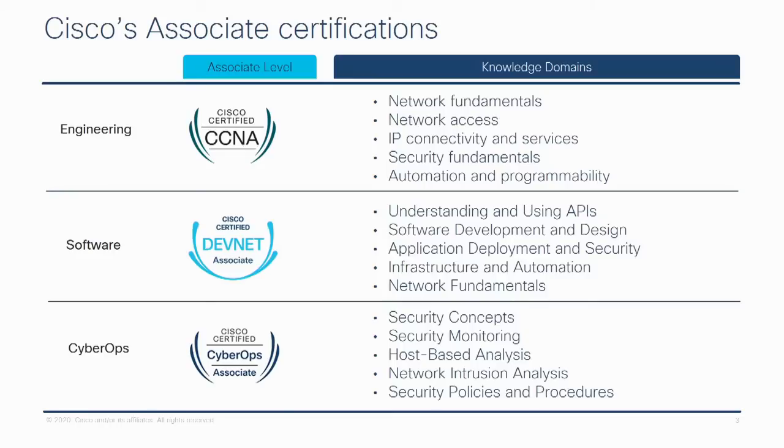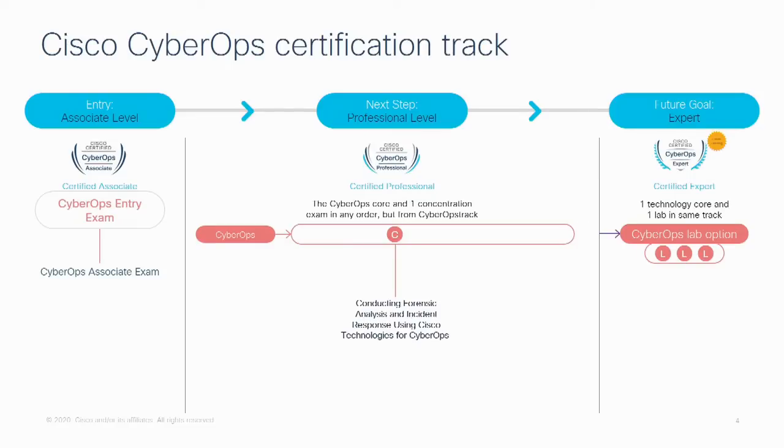Now, at the 20,000-foot level, the CyberOps Associate certification and training program covers these 5 key knowledge domains: security concepts, security monitoring, host-based analysis, network intrusion analysis, and security policies and procedures. And today we're going to focus on those last 2: network intrusion analysis and security policies and procedures.